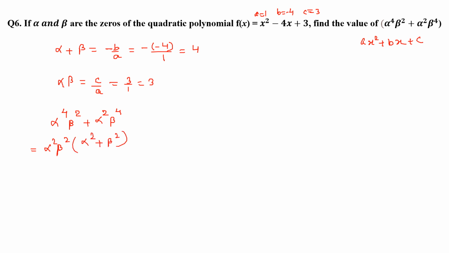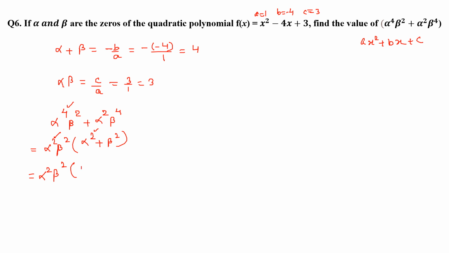Isn't it? Here alpha to the power 4 is there, and I have already taken out the square, so again alpha square is left. Same way here beta square is left. Now alpha square beta square, and alpha square plus beta square I have already done in the beginning of one of the questions.